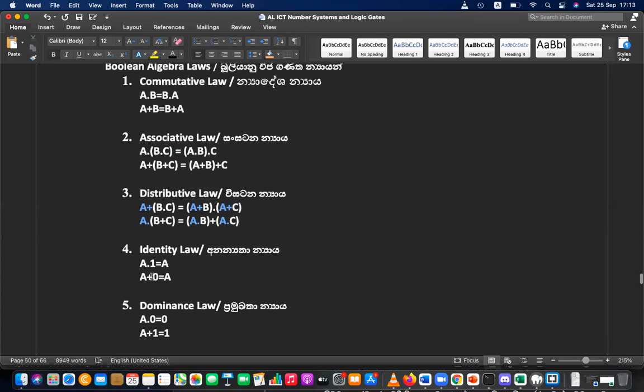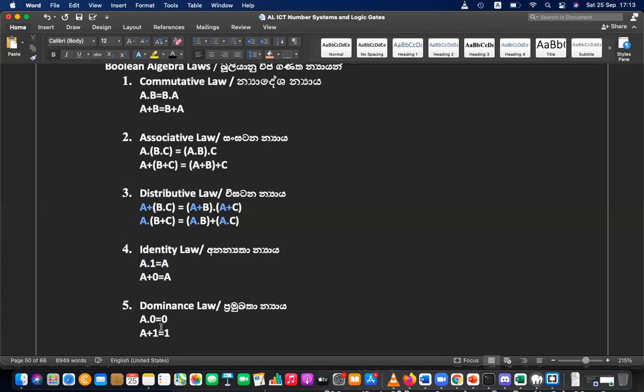AN1 is A. AO0 is A. That is identity. The unknown input is identical to the output.